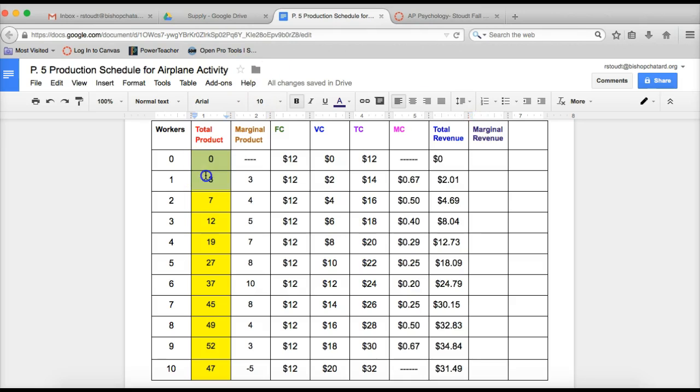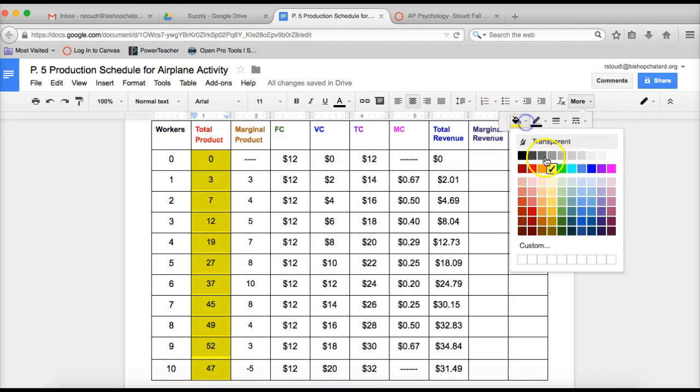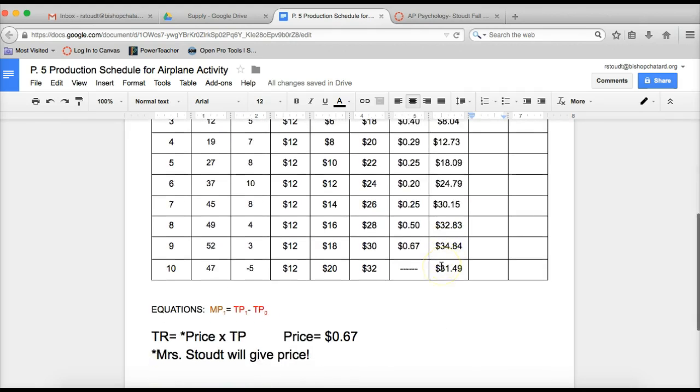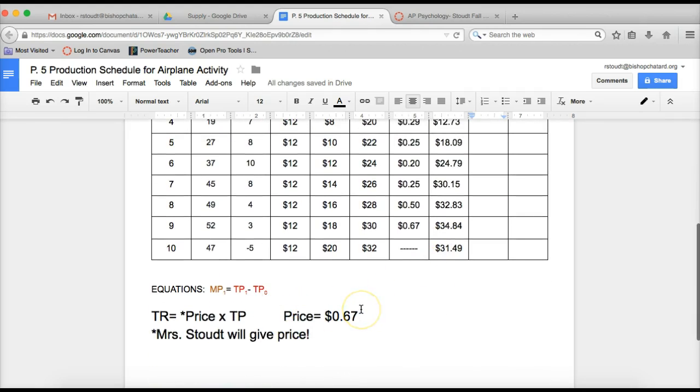So marginal revenue, if you remember from your notes, is going to be more about how much extra I'm going to make when I sell 1 more airplane. So think about this. How much more am I going to make because I sell 1 more airplane? Well, if I'm selling 1 more airplane and the price we know is down here, the price is 67 cents.